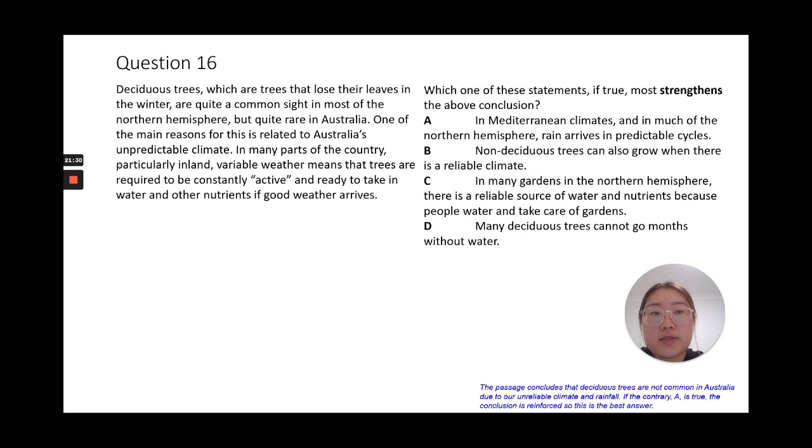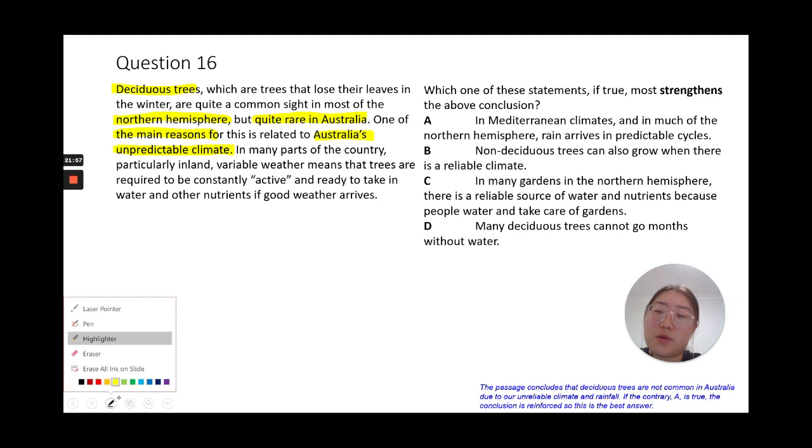Okay, 16. So, which of the statements, if true, most strengthens the above conclusion? What is the conclusion? Let's get our highlighter and highlight the conclusion. So we have deciduous trees. They are quite a common sight in most of the northern hemisphere, but quite rare in Australia. Why? One of the main reasons for this is related to Australia's unpredictable climate, and they go on to explain what is unpredictable about Australia's climate. So that's the main point of this paragraph, telling us why deciduous trees are quite rare in Australia.